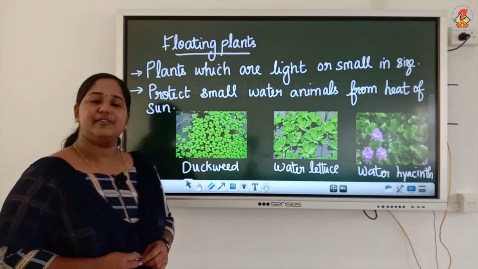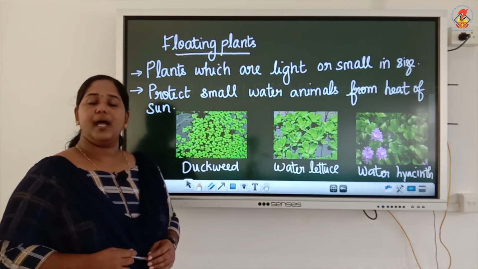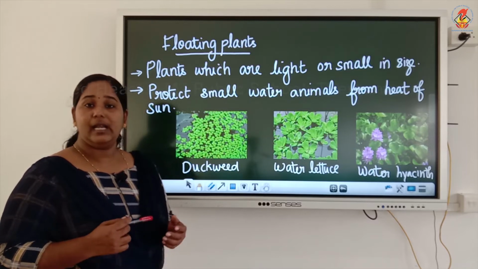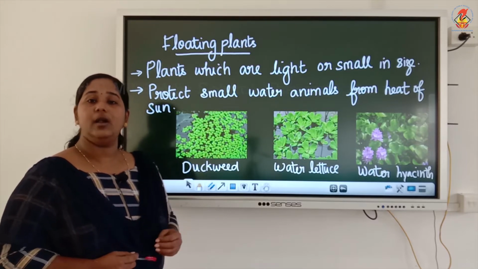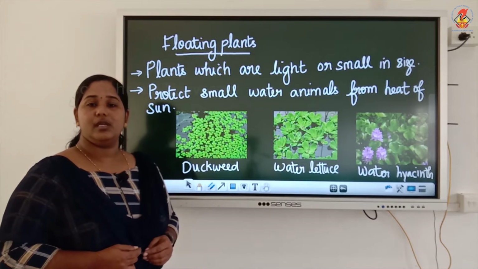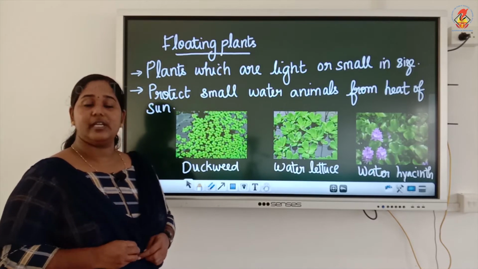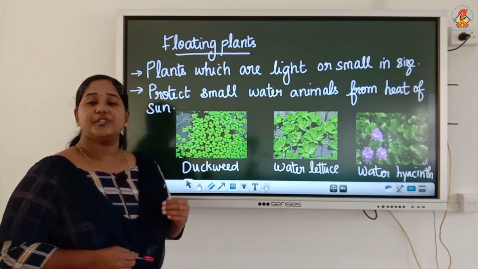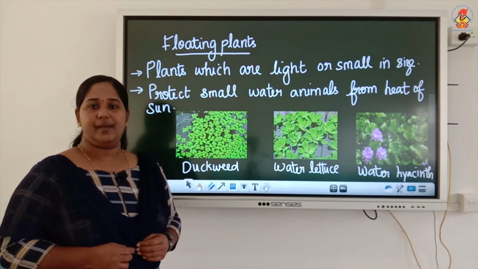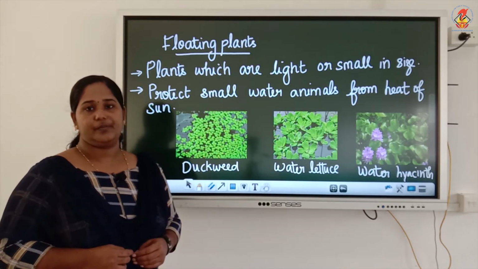From the name itself it is very clear that floating plants float along with water. They are lightweight or small in size. They have a spongy body which has air filled in all the empty spaces, which makes them lightweight. And this helps them to float in water.